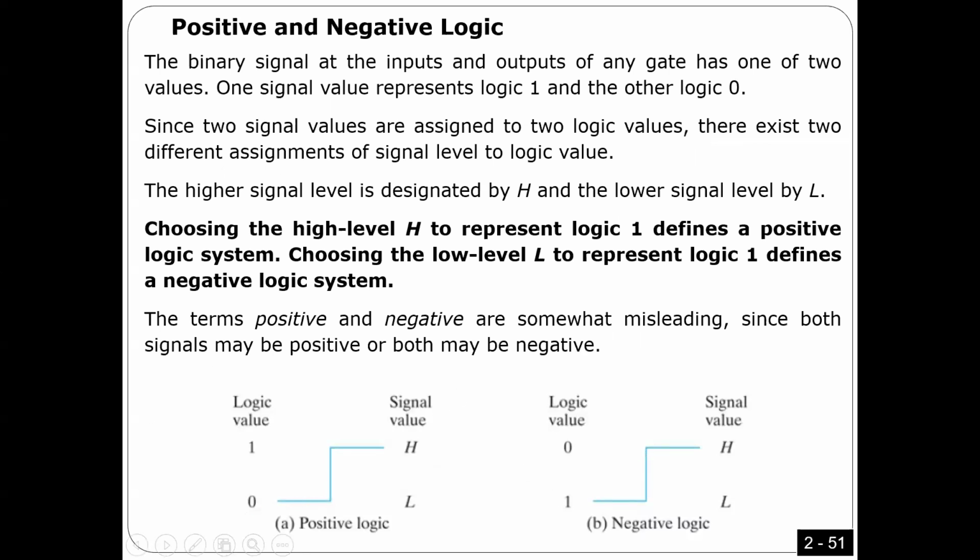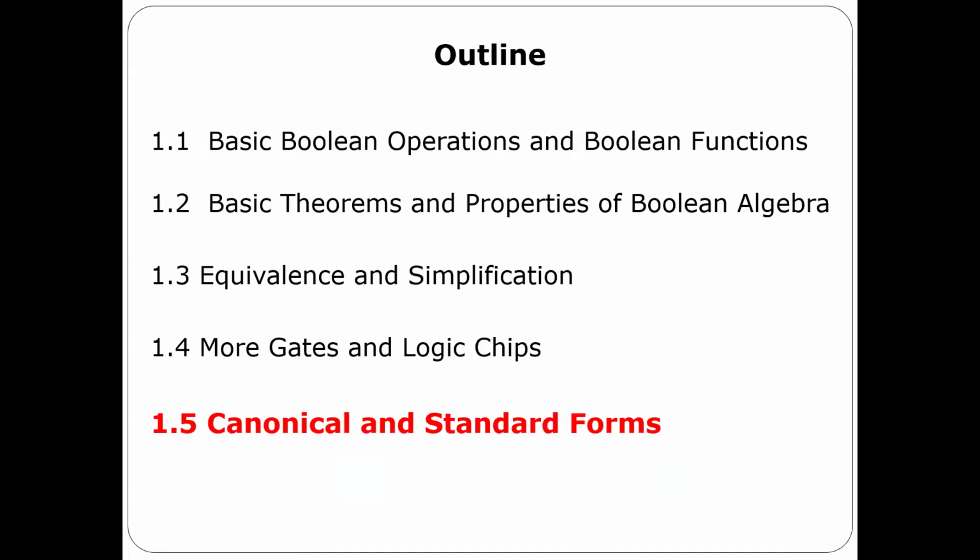We have two systems. I think most of the chips are using this one, positive logic, and we have another one we call negative logic. These are different systems. In case of negative logic, low voltage is considered logic 1 and high voltage is considered logic 0. Anyway, when you buy a chip, you can check the data sheet to see if it is using positive logic. But I think most of the chips are using positive logic. Any questions?